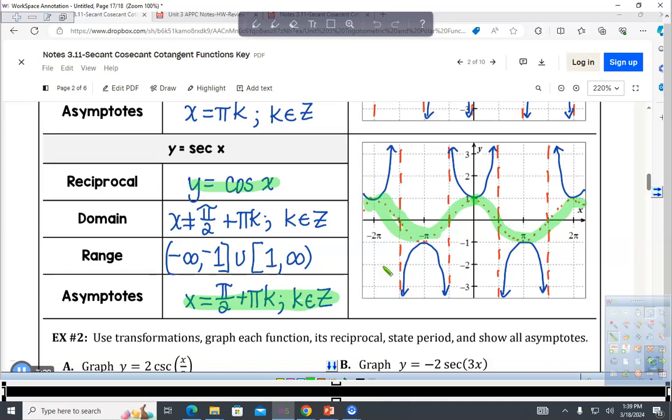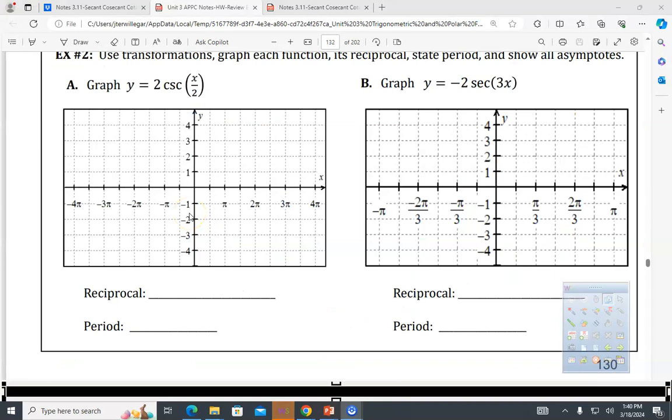Trust me, this will be better. The more we graph of these, the better it is. Oh, that was an example one. All right, so I'm going to pause. Both of these I'm going to graph from scratch, and that should help us out.